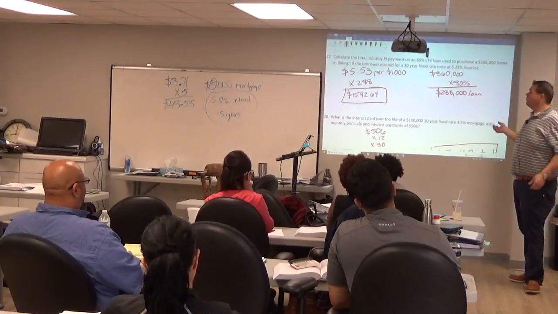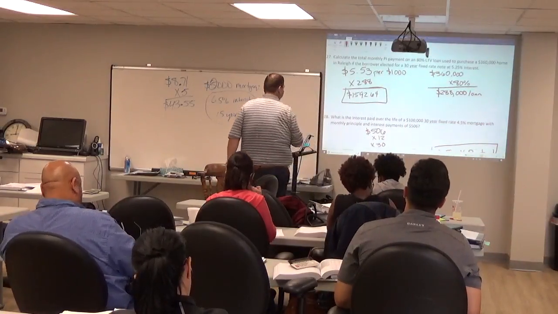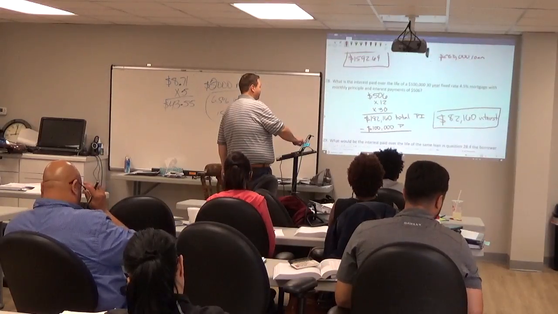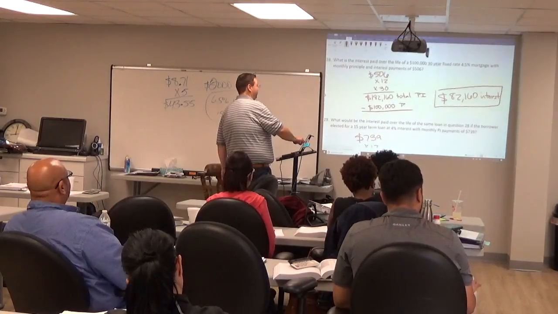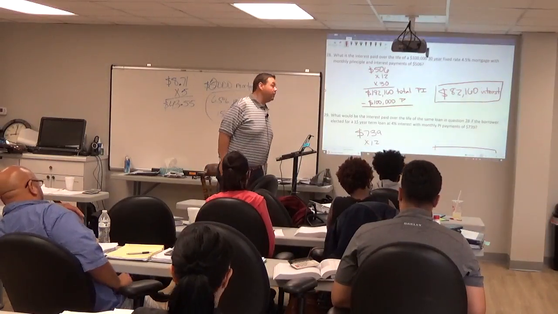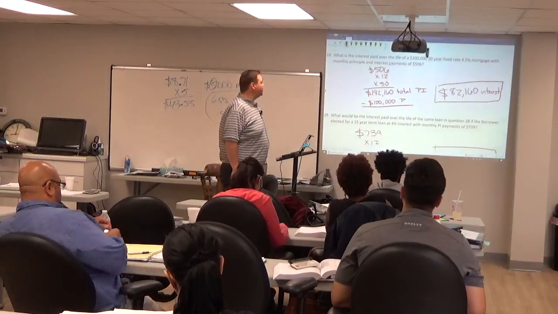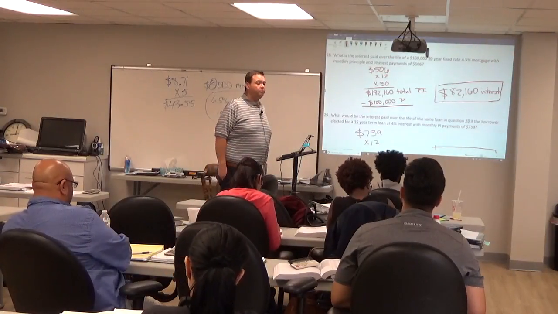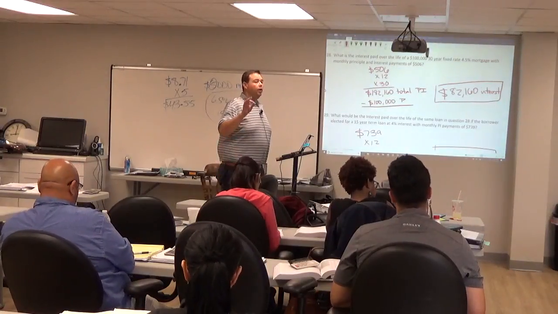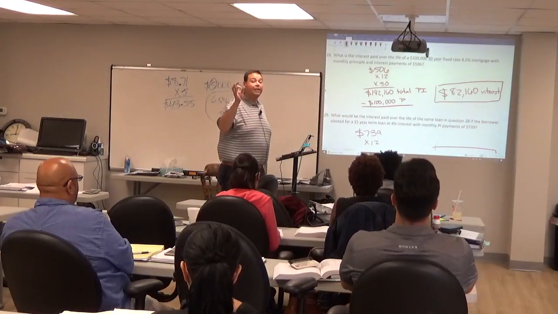Okay? So then on number 28, you need to combine. Well, you don't actually combine on 28. 28 is what's the interest paid over the life of a $100,000, 30-year, fixed rate, 4.5% mortgage with monthly principal and interest payments of $506. They're asking you for what? What are they asking you for? Interest paid over the life.